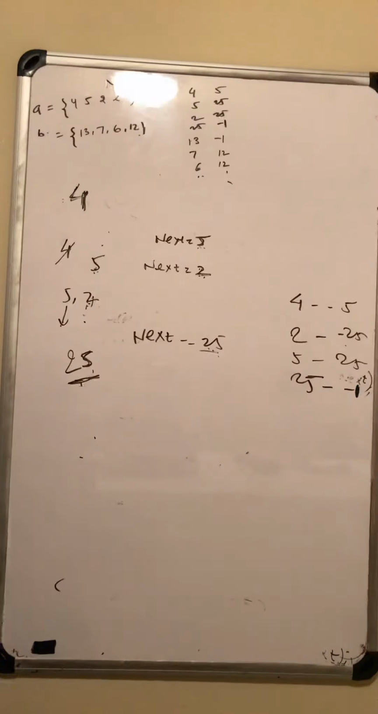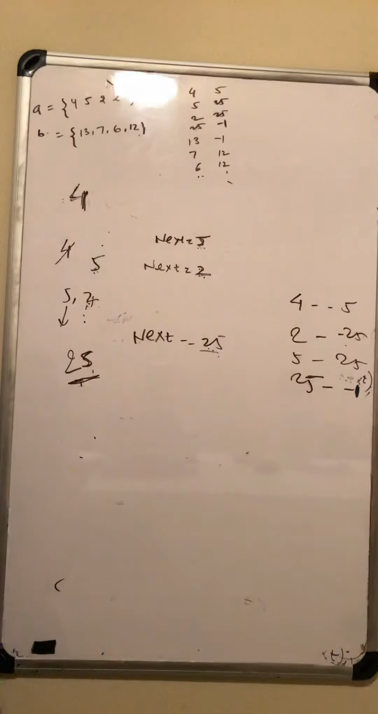Now the time complexity and the space complexity. The space complexity of this problem is order of n, because I am using an extra stack, and the time complexity is also order of n, because I am iterating over the whole array.